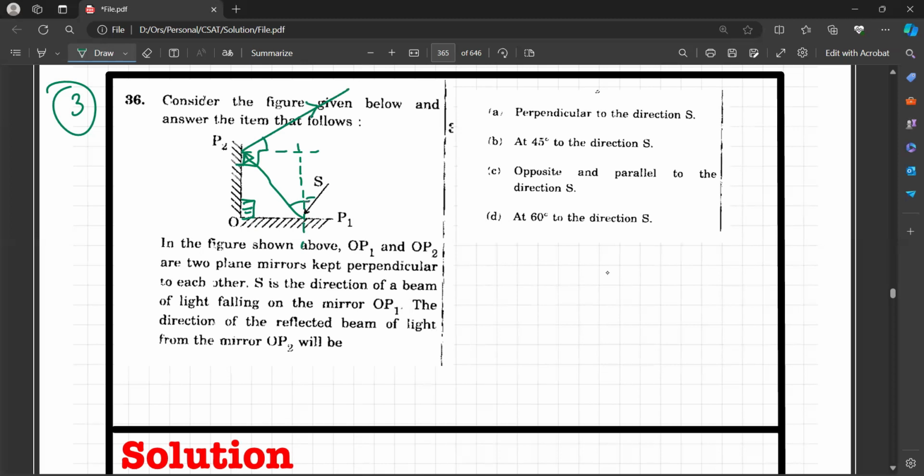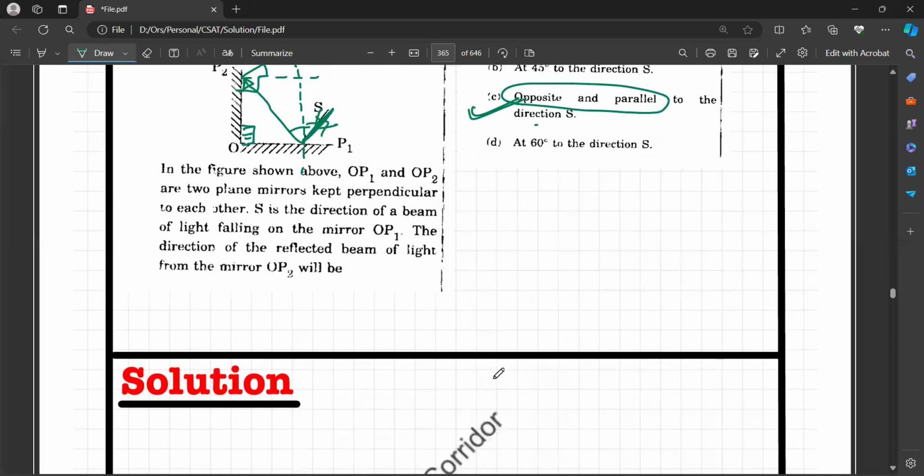Hence we can say that the line S and this are parallel to each other but in the opposite direction. So opposite and parallel to the direction of S. So C is the correct option. Got it? Let us proceed to the next problem.